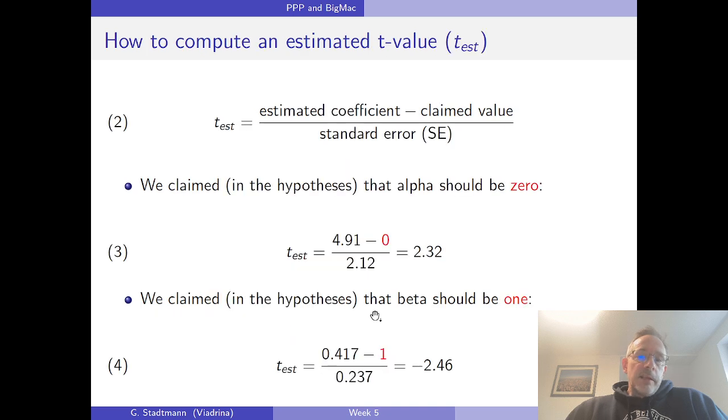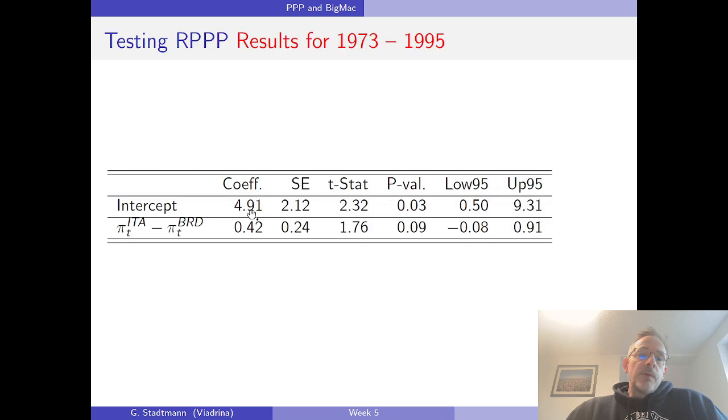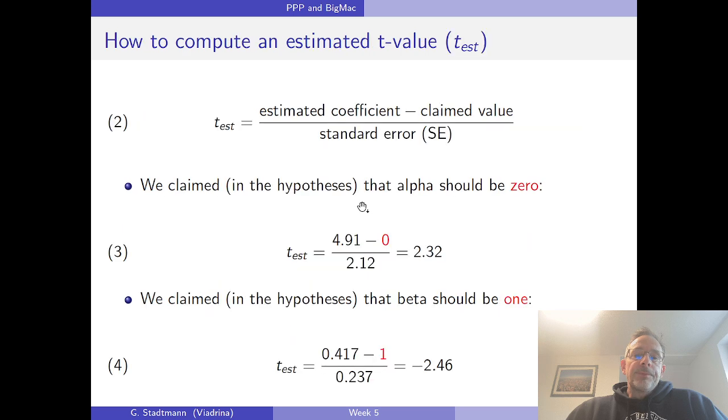When it comes to the t-values, the estimated t-value is computed as follows: estimated coefficient minus claimed value divided by standard error. We claimed in the hypothesis that alpha should be equal to 0, and therefore we are coming up with the following test statistic. So 4.91, the estimated coefficient minus the claimed value of 0 divided by the standard error, and we get the value of 2.32. So this is given here in equation 3.